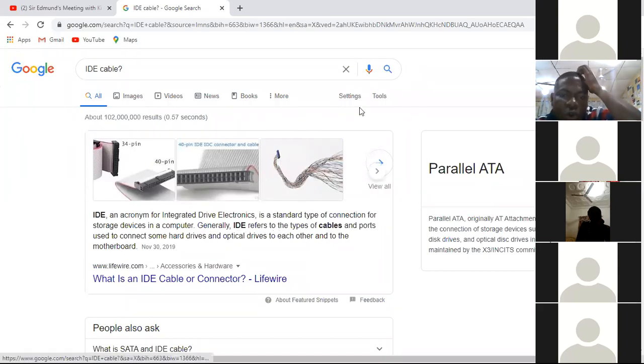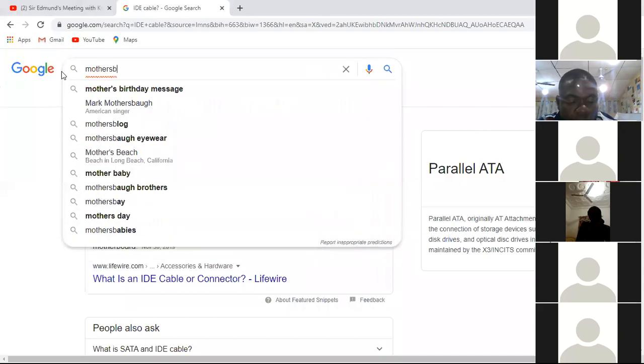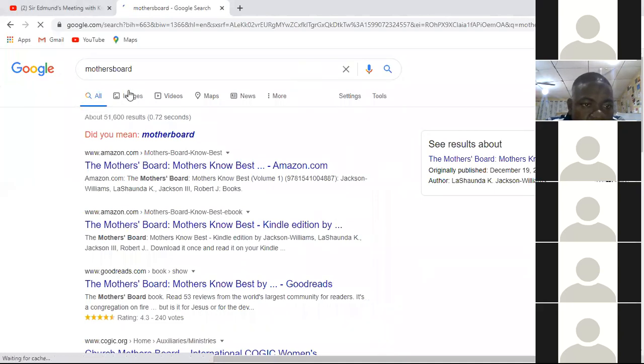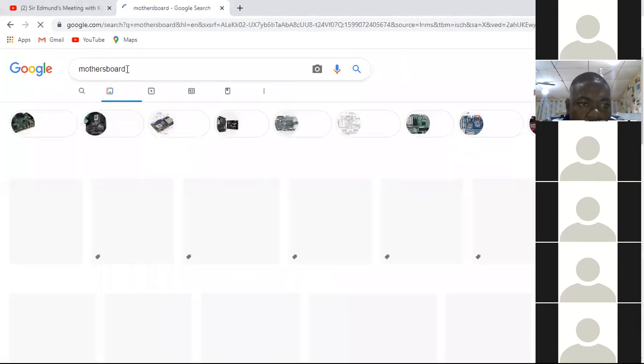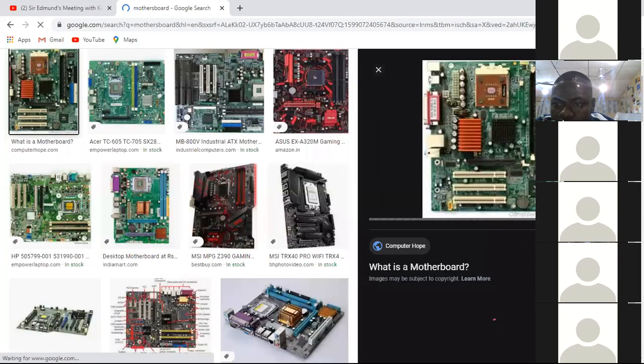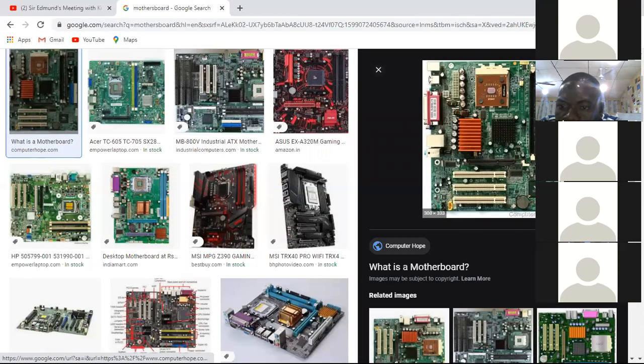The motherboard. Okay, so this is where we connect the IDE. Let's look at a motherboard. Okay, images of a motherboard. If we look at a motherboard, this is where you connect your IDE. Look at it well. This part, that's where you put your IDE.